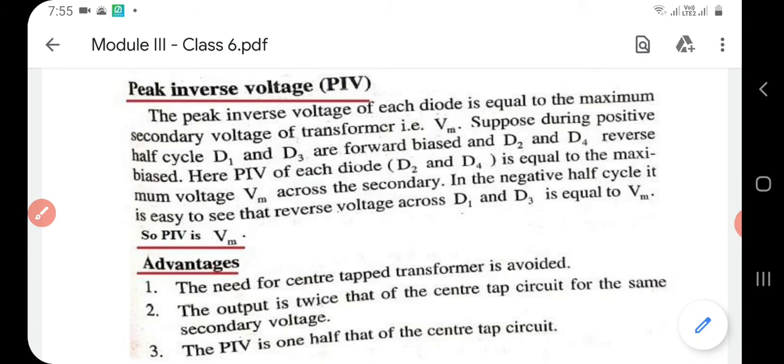Okay, now these are some of the advantages: there is no need for a center tap transformer. Now the output is twice when compared to that of the center tap circuit. The PIV is only one half of that when compared with that of a center tap circuit.